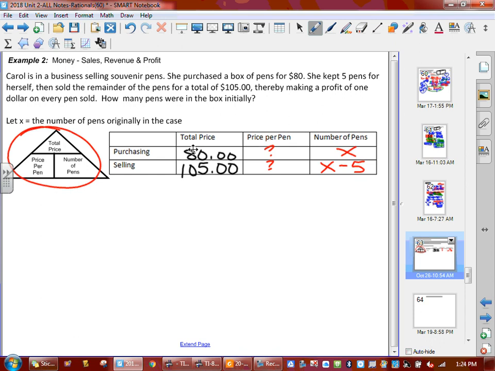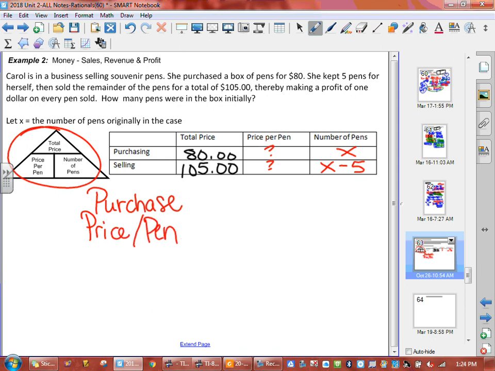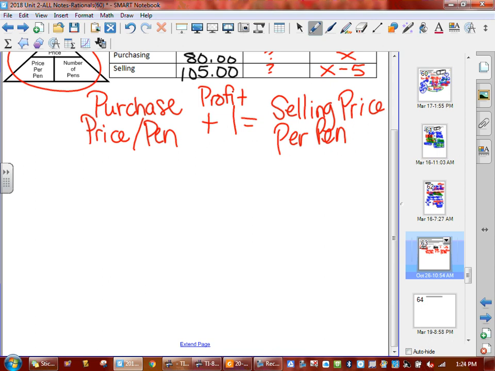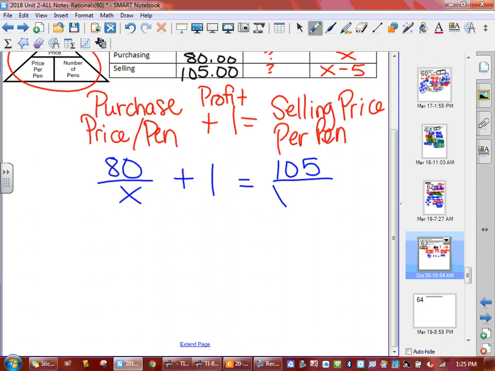So the equation is going to be this. Purchase price per pen plus $1 that she wants profit off each pen equals the selling price per pen. And then we've got to write that down. So, purchase price, $80. We don't know how many there were. Plus $1. Selling price per pen is going to be 105 over X minus 5.